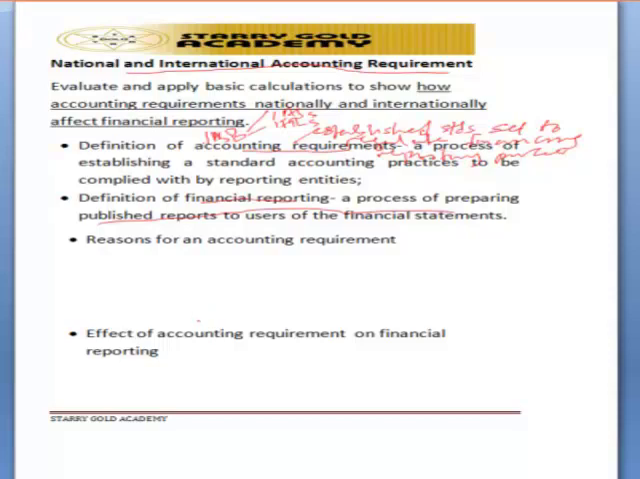Now we are going to be looking at a quick study of why we need to regulate accounting requirements, in such a case to regulate the financial reporting process. One of the reasons for regulating the accounting processes of a reporting entity is to be able to bring about uniformity in presentation.